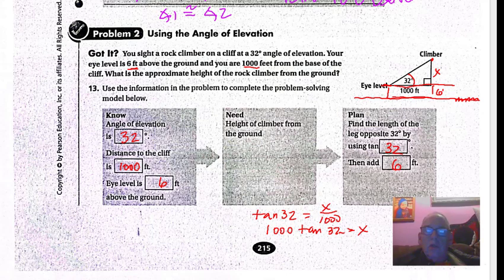And the actual distance from the ground, so d from ground, is whatever this x is plus 6. And it's going to be in feet. So you could use a table, look up a tangent 32, and multiply that by 1,000, which moves the decimal over 3 places, and then add 6 onto it to answer the question.